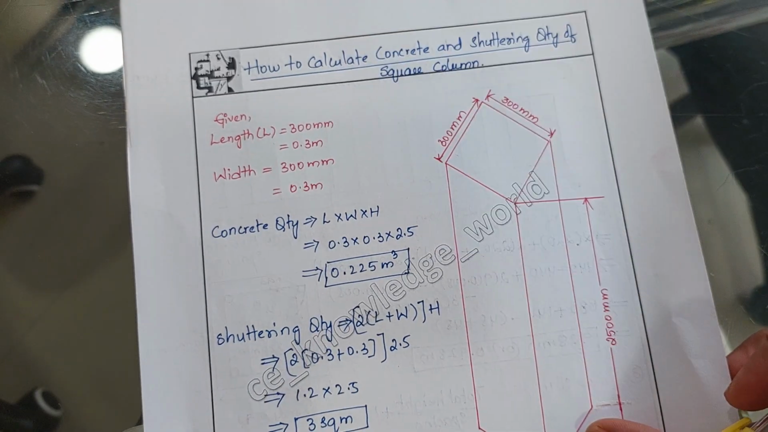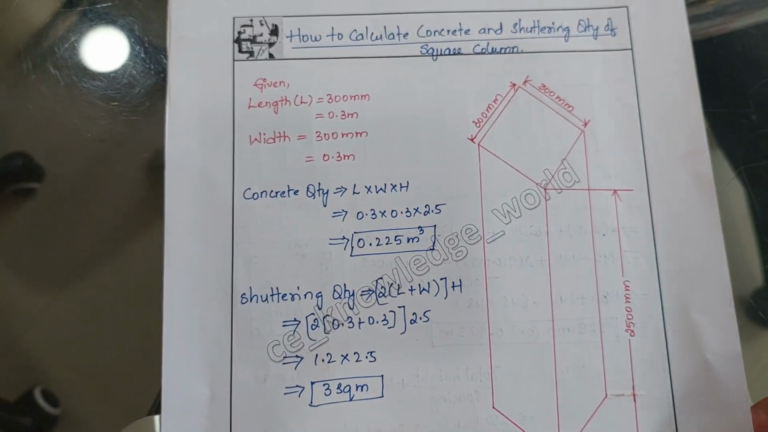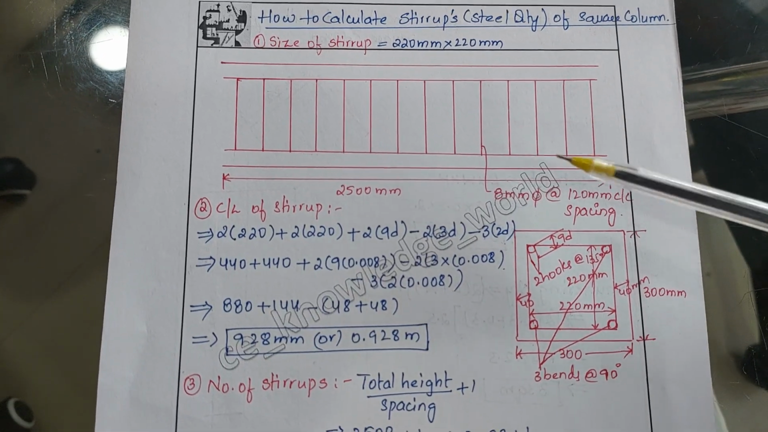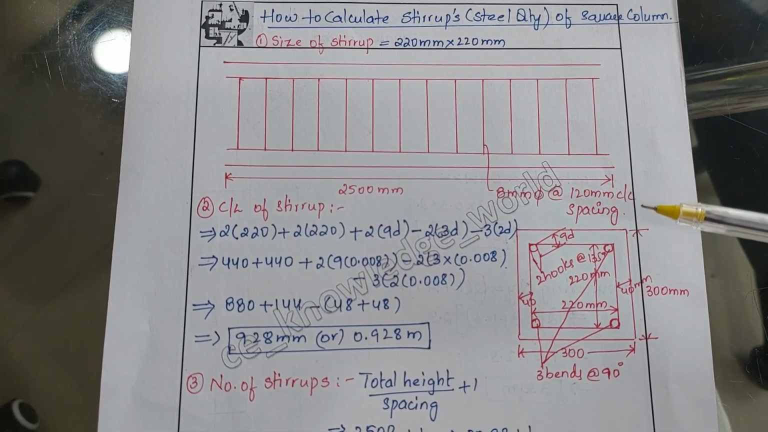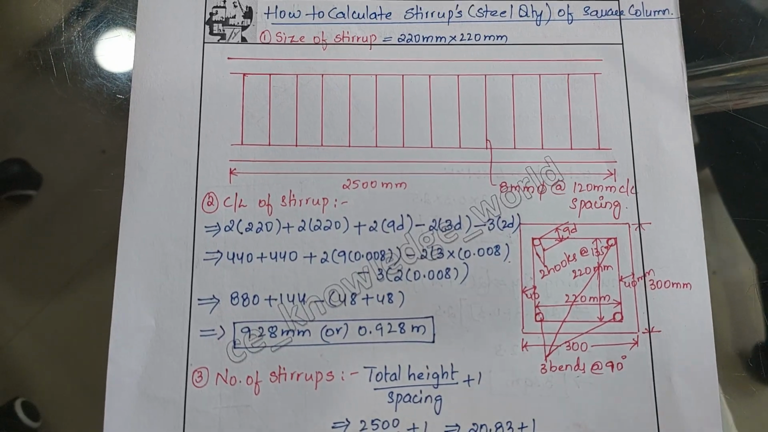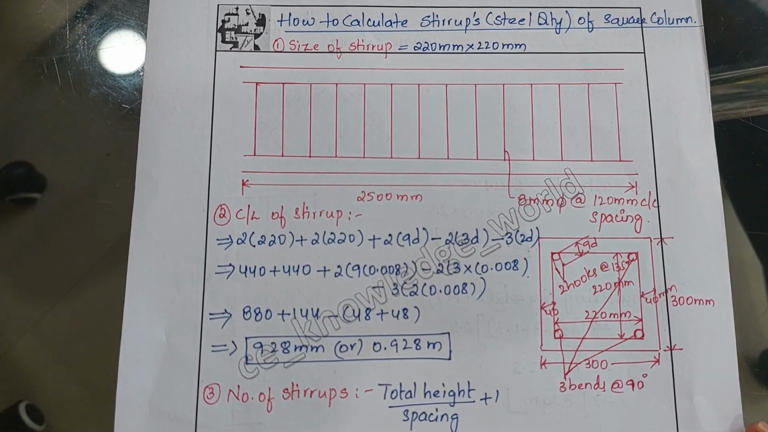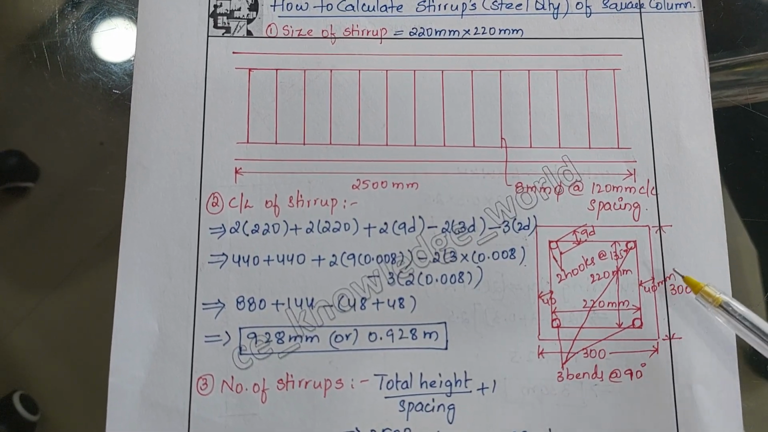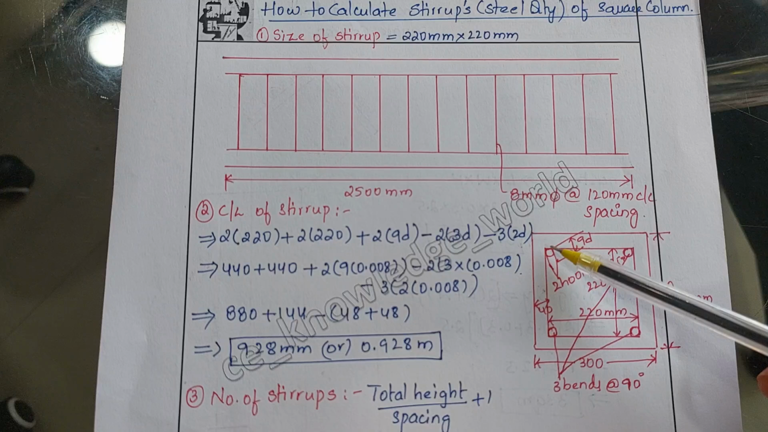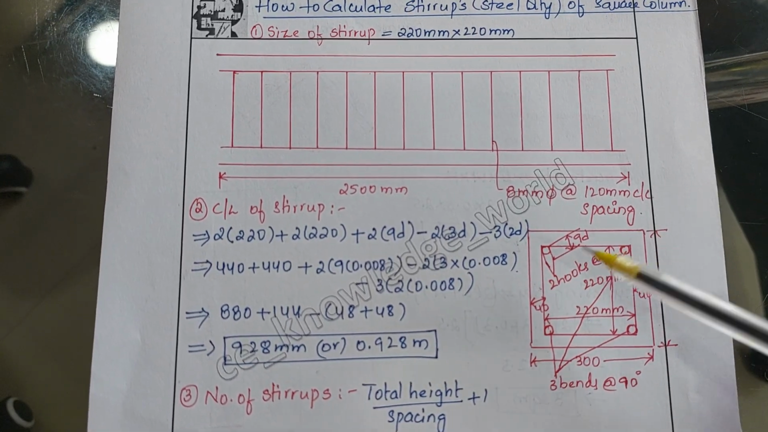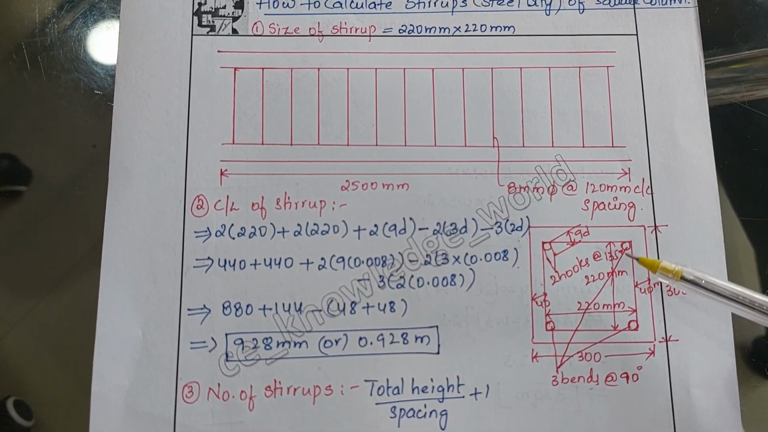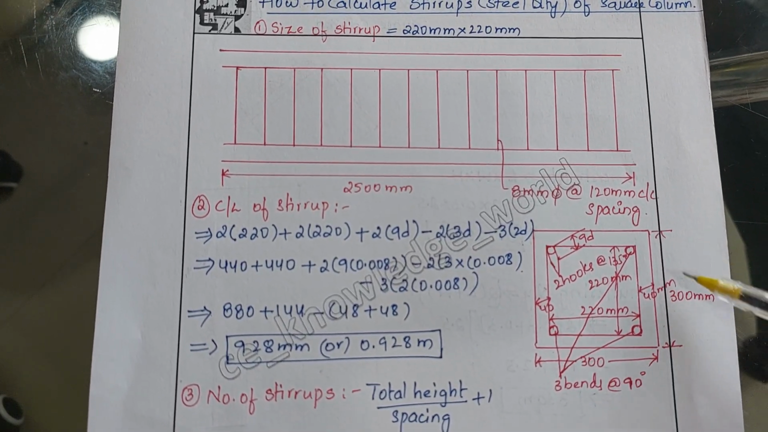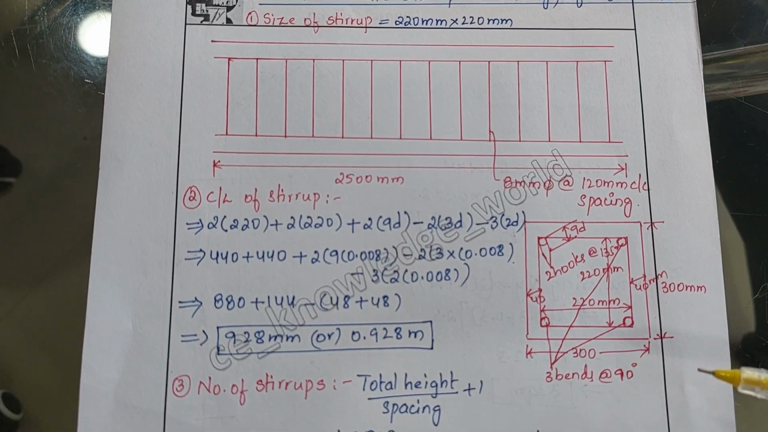So let us now calculate how much quantity of steel is required for these dimensions of a column. So here you can see the stirrup. The stirrups are provided at 8 mm dia at 120 mm center to center spacing. This is the height, which is 2500 mm. Here you can see the stirrup, for which we have provided 40 mm clear cover on all sides. Here you can see two bends at 135 degrees and these three bends are at 90 degrees. The length is 300 mm and the width is also 300 mm.